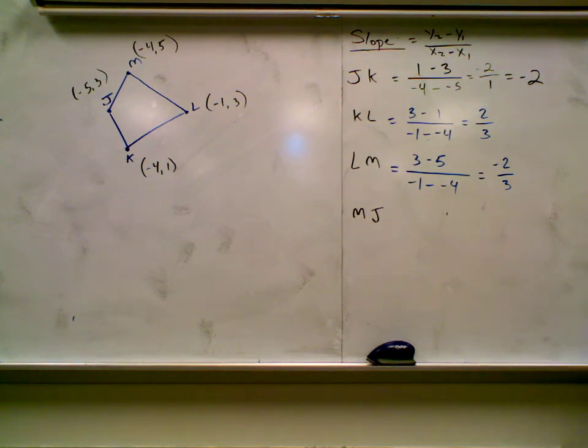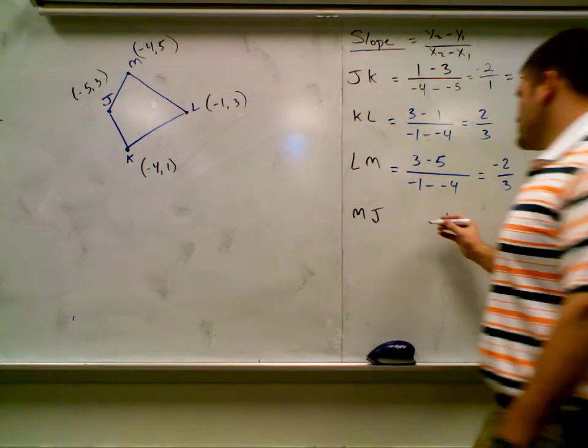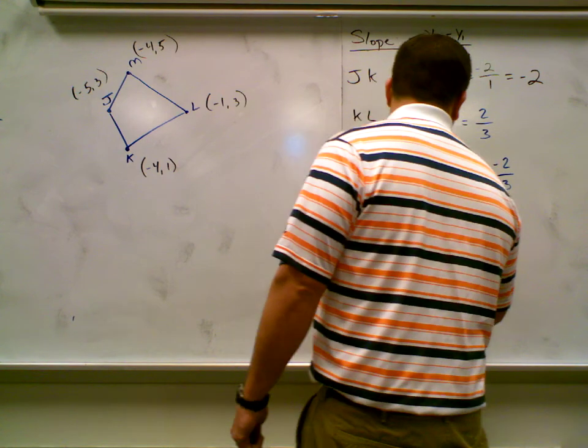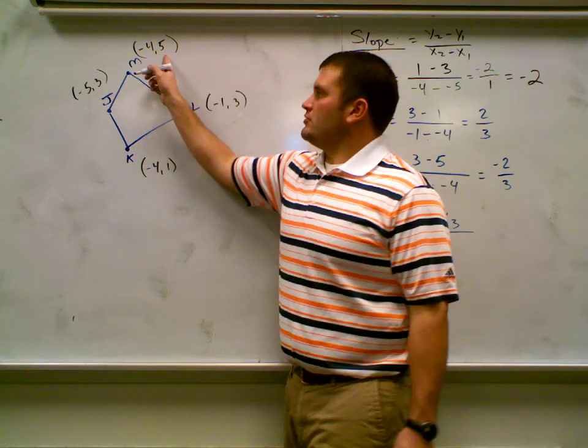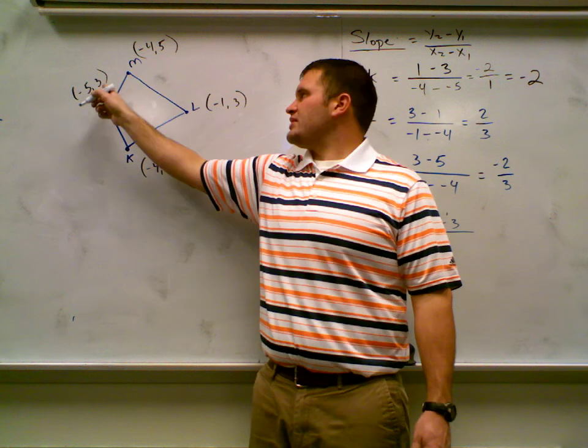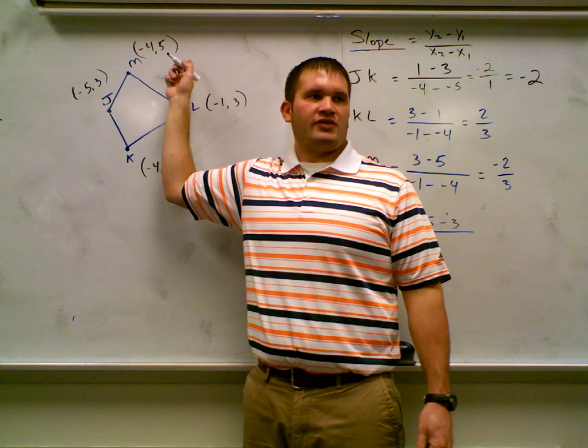Anybody else in that row that we got negative 2 over 3? Yeah, Alyssa's that we got. All right, MJ. Tony, what'd you write down? 5 minus 3. Okay, so this 5, minus that 3? So is it negative or positive?